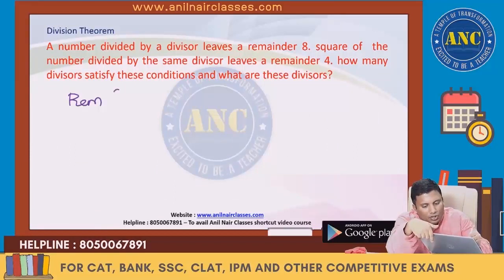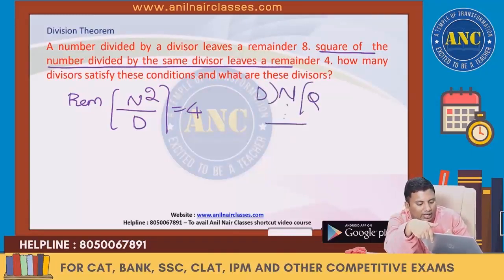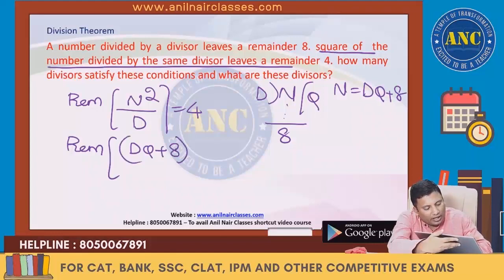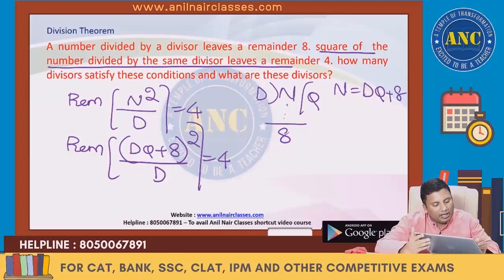The remainder when n square is divided by d is 4. A number n, when divided by d, gives quotient q and leaves a remainder 8. So n is dq plus 8. Here (dq plus 8) whole square, when divided by d, gives a remainder 4.